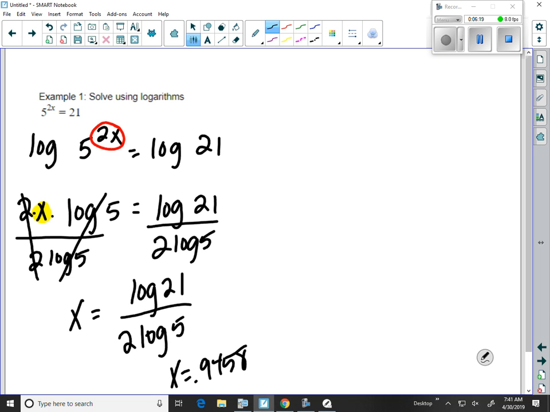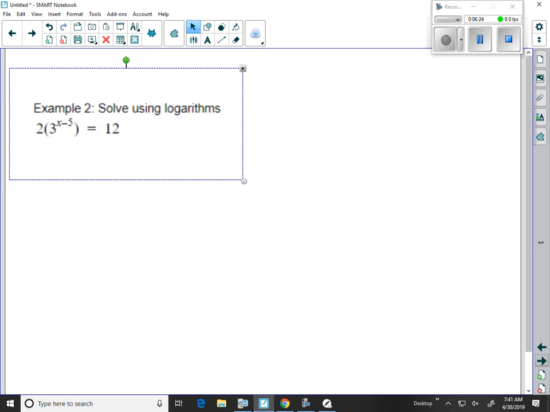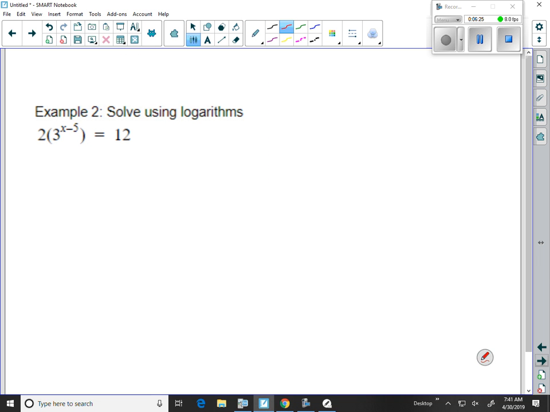All right, let's tackle number 2. Number 2 is very similar, except we have a number out front, like that 2 that's hanging out there, and we have to get rid of that 2 to be able to solve. So we're going to divide by 2 on both sides. If you had something added or subtracted there as well, you would have to move that over.